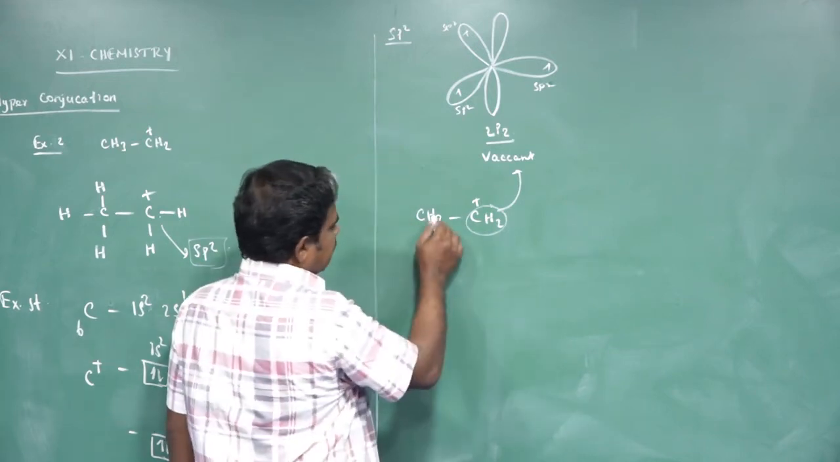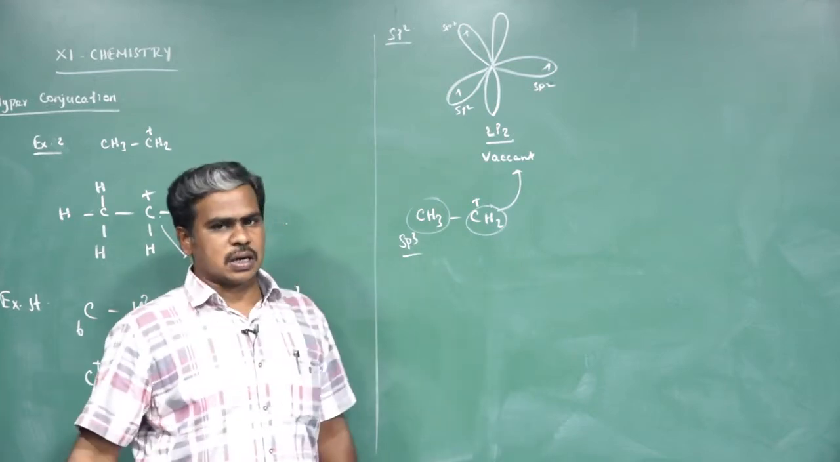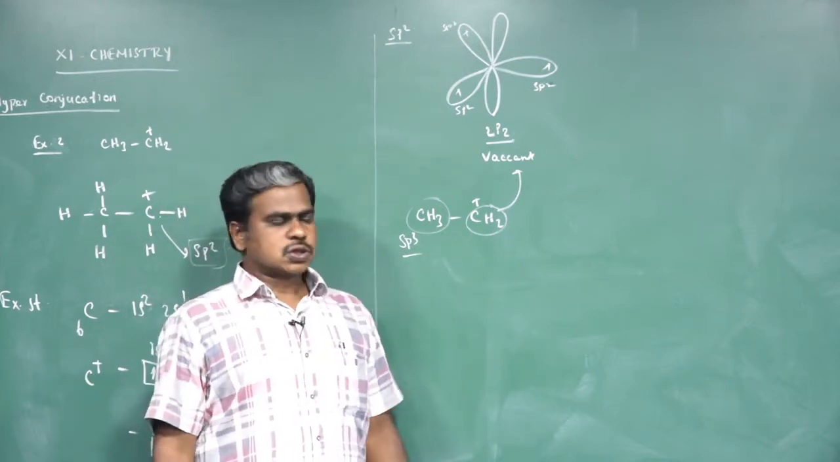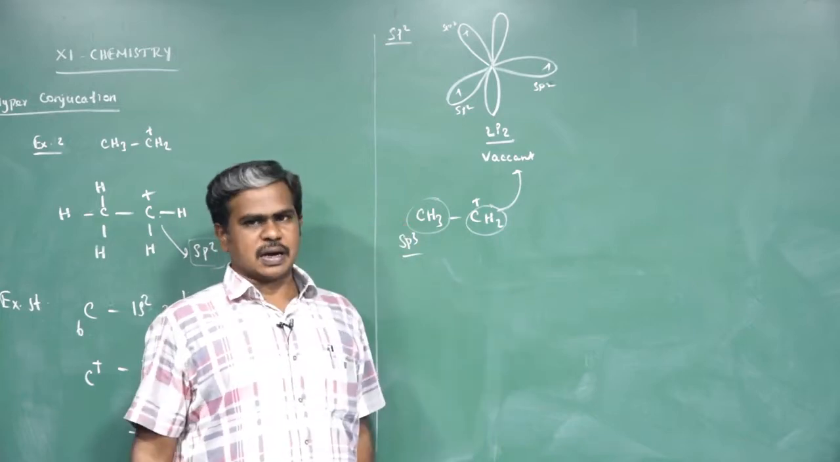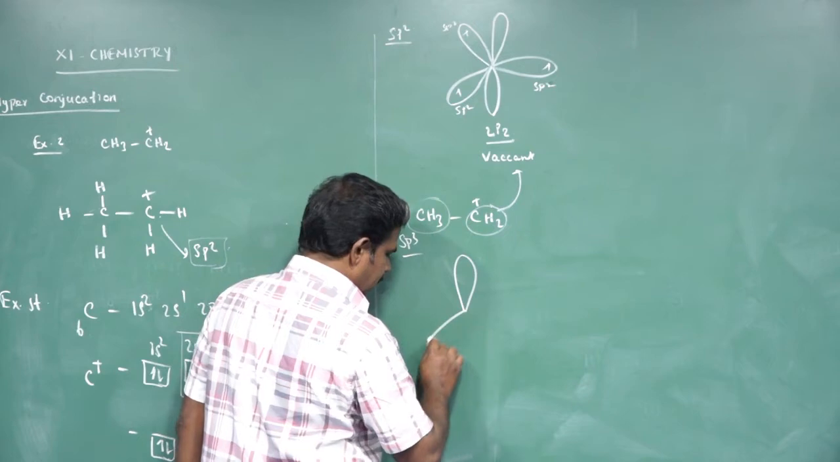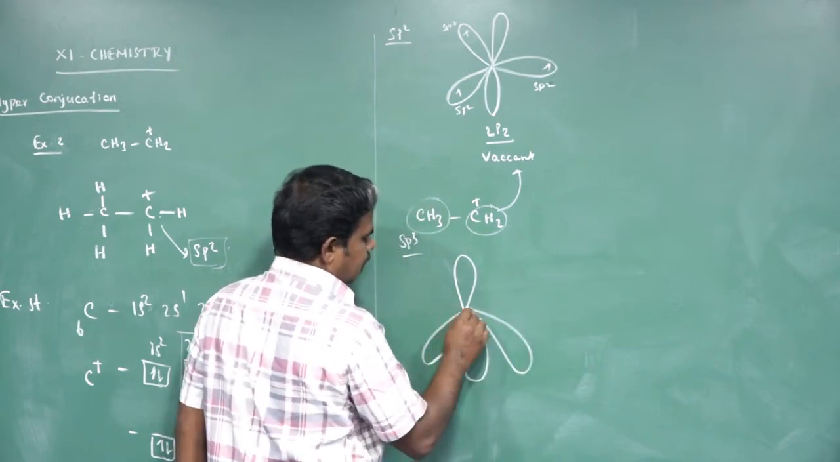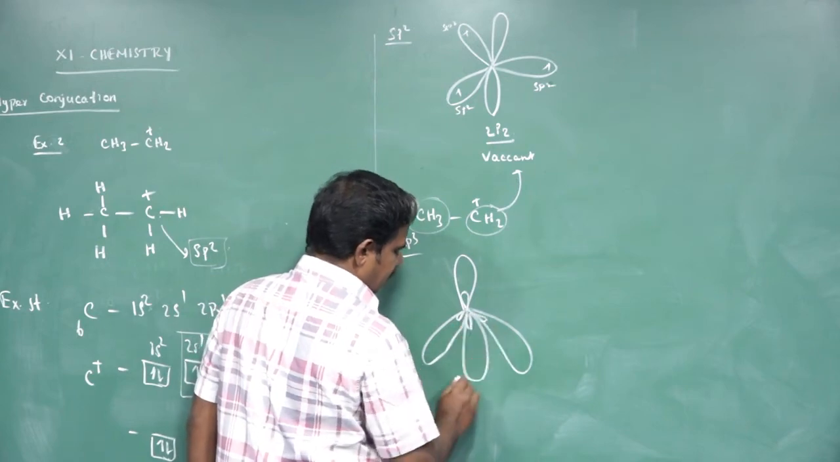so that here this carbon is sp3 hybridized. It has 4 bonds around the carbon. So it is sp3 hybridized. And if it is sp3 hybridized, then it is tetrahedral in shape. Correct? It is tetrahedral in shape. So it is sp3 hybridized.